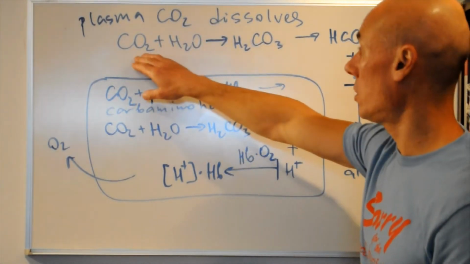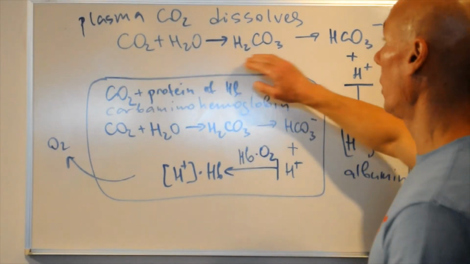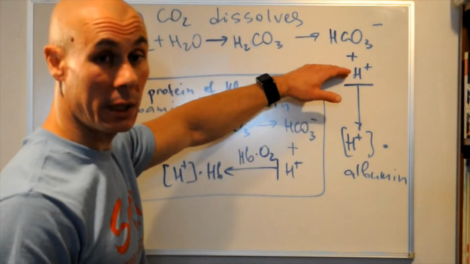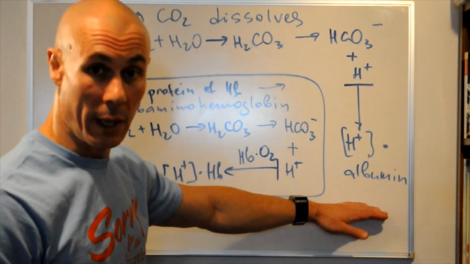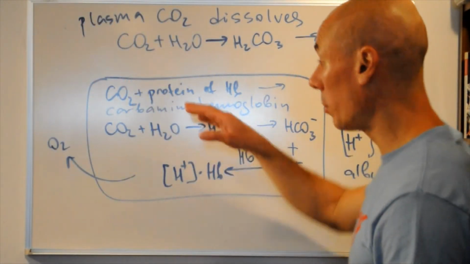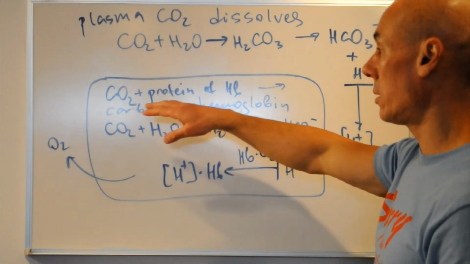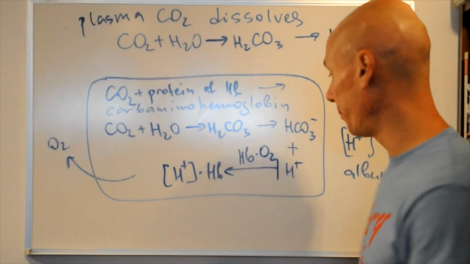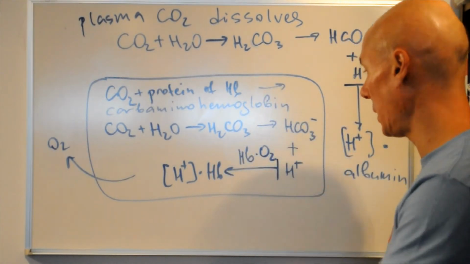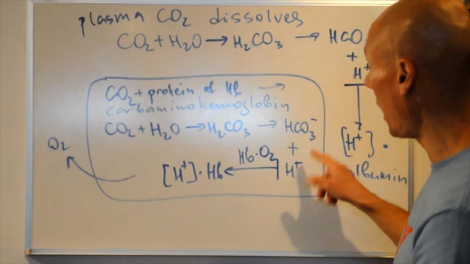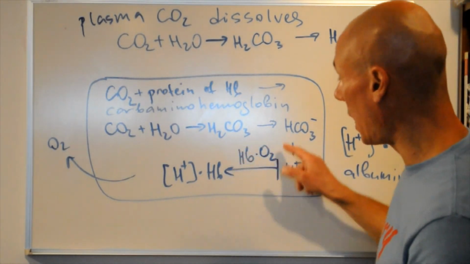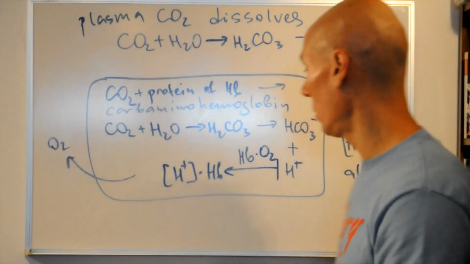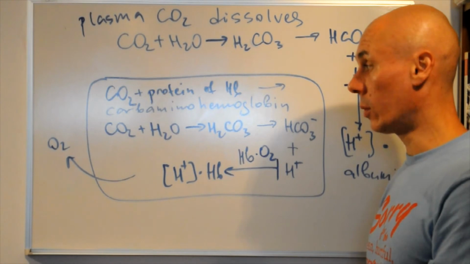Let me just wrap it up and go over CO2 one more time. In the plasma, CO2 interacts with water, forms carbonic acid. Carbonic acid dissociates into bicarbonate and hydrogen. Hydrogen binds to albumin. In the red blood cell, CO2 can bind to a protein component of hemoglobin, forming carbaminohemoglobin, or can form bicarbonate and hydrogen ion. And hydrogen ion will interact with the oxyhemoglobin. That interaction will liberate oxygen, and hydrogen will be bound to hemoglobin.